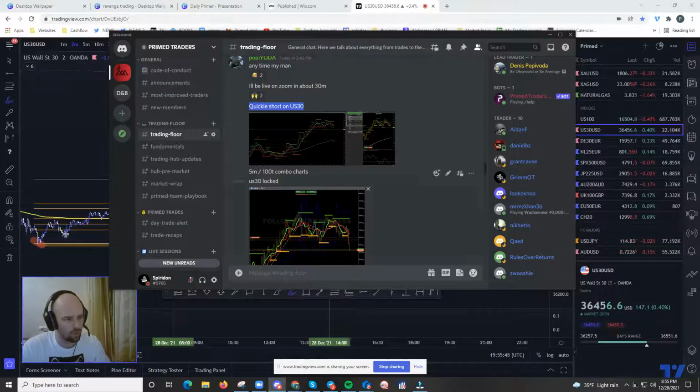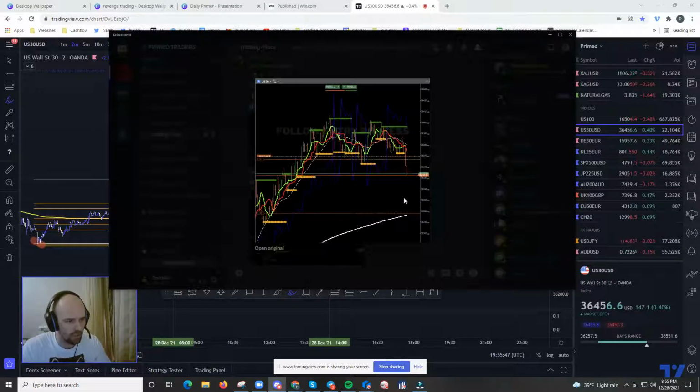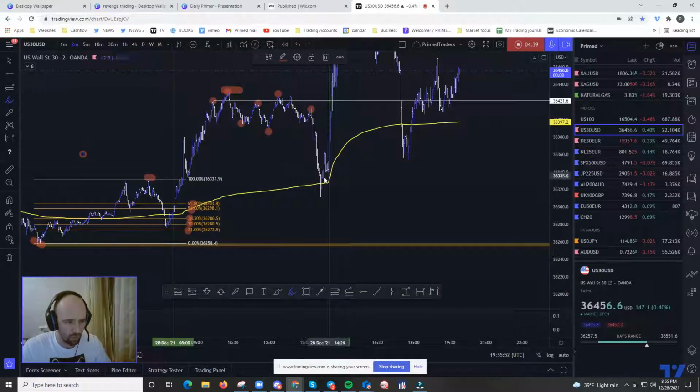So that's 1:42 on TradingView. And there's the short, okay? And there's the TP at the VWAP. I came out a little bit sooner, but you can clearly see price action hit the level there.